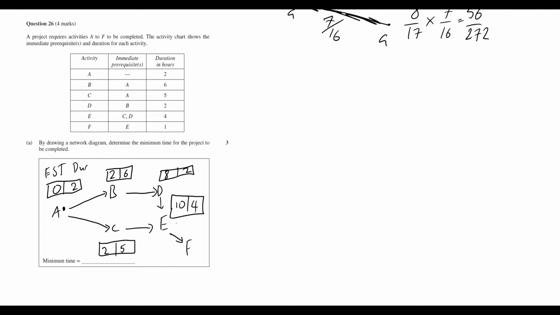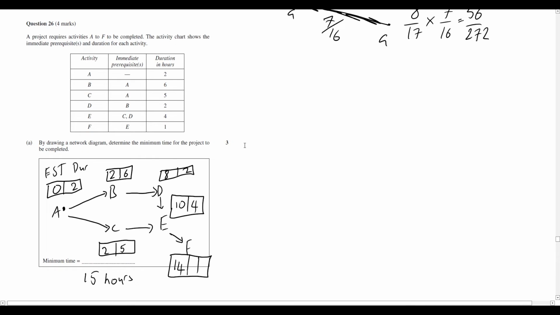And now for F, again, we look at the prerequisites and how long that would take. So the earliest start time for F is going to be 14, and it takes us 1 hour to complete that. So we can say that the minimum time is going to be 15 hours.